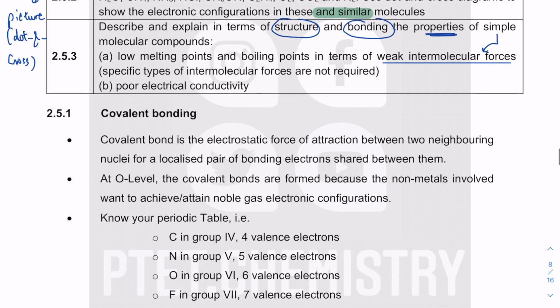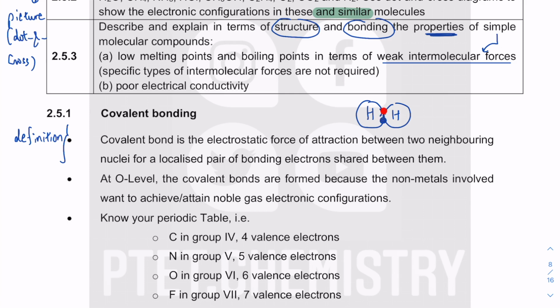To kick off, I'd like to define it. So this is a proper definition, and the definition itself is not the process. It involves talking about the electrostatic force of attraction between the two neighboring nuclei for a localized pair of bonding electrons shared between them. For example, if I have hydrogen with a nucleus, the nucleus has a proton, and I share with another hydrogen which also has a proton. The protons in the nucleus are positively charged, and I'll have the electron and the electron there.